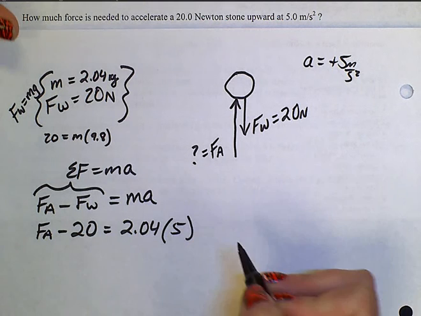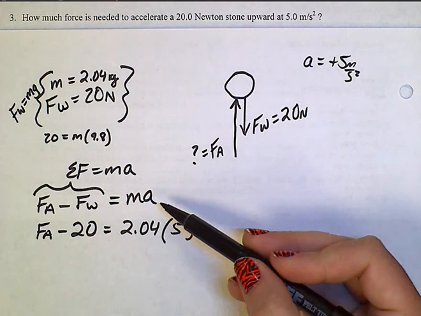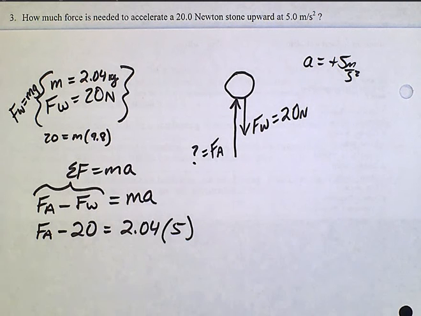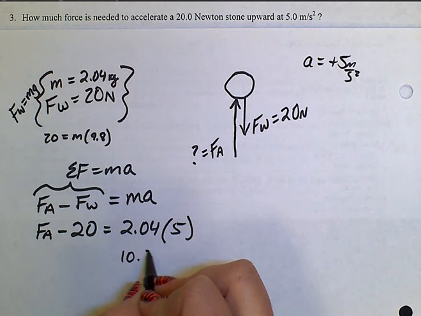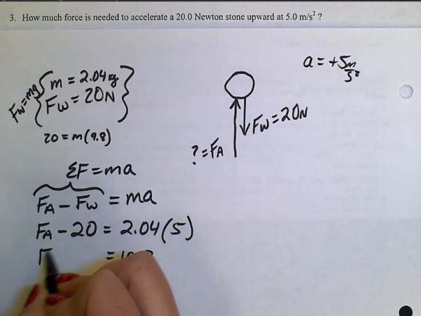And that is the actual acceleration that is happening to the rock. It's not 9.8 because it is not a projectile problem. So I get 10.2 on this side, FA minus 20.